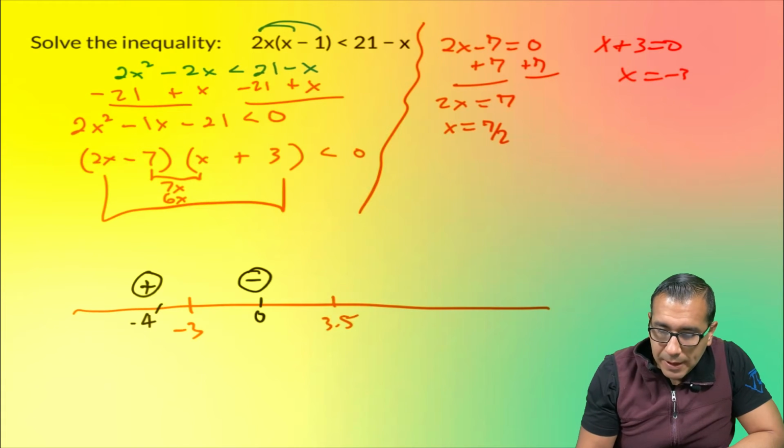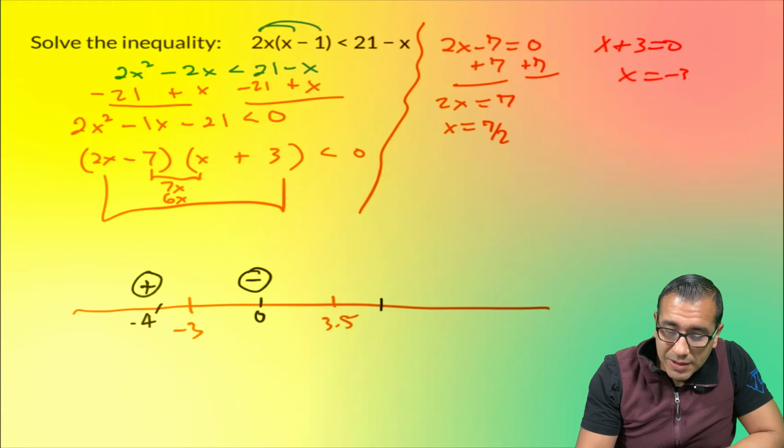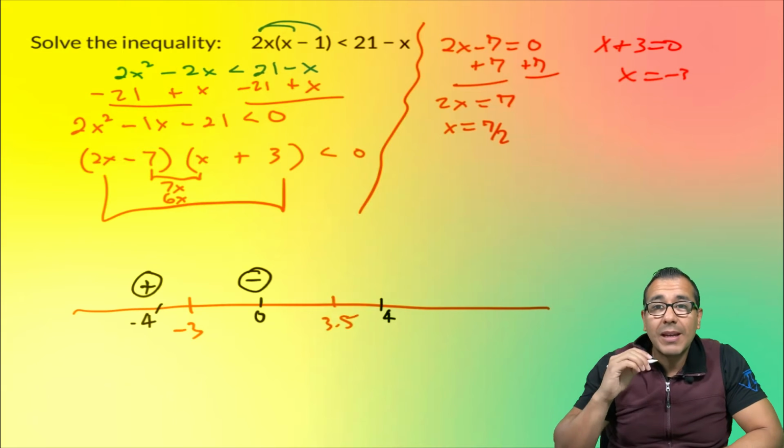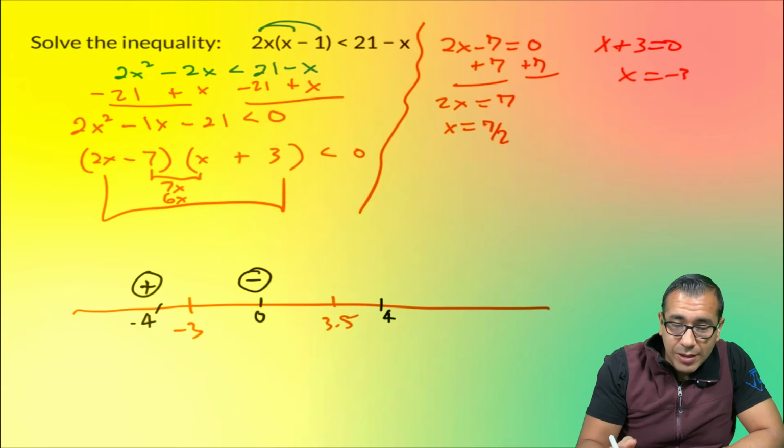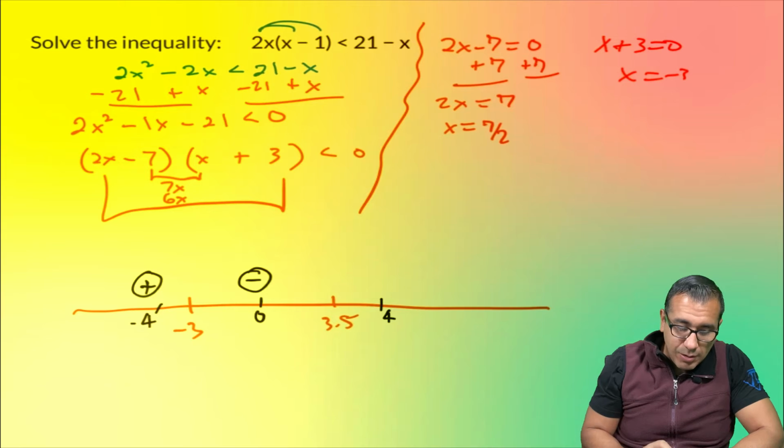All right. And the last part, 3.5, let's pick something greater than 3.5. We're going to plug in 4. Plug in 4 into your original function. Let's go ahead and do that.